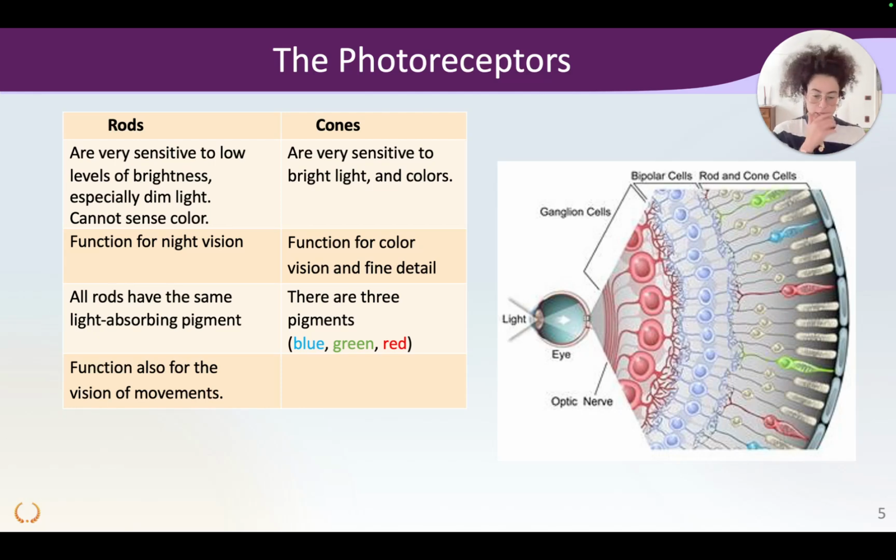Now also, we are less sensitive to blue wavelengths than to red or green, because there are fewer blue cones compared to the green and red ones.